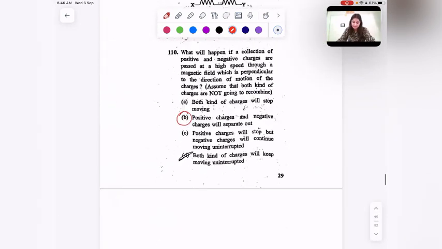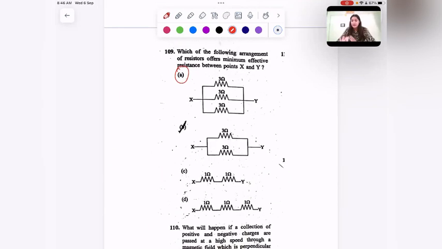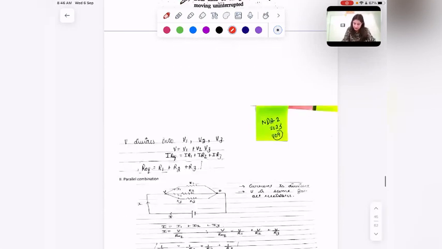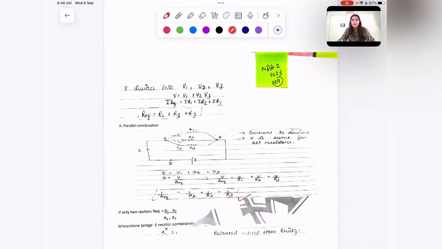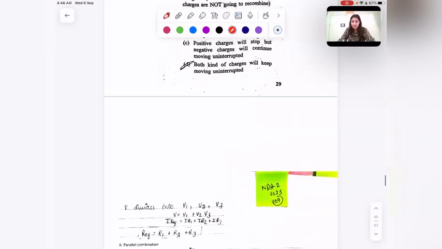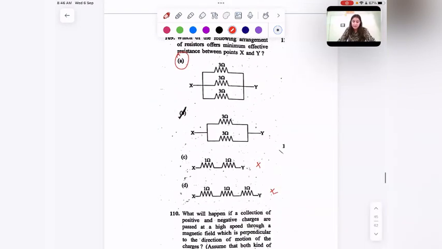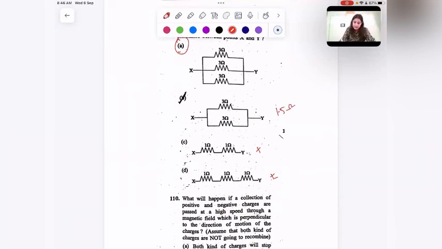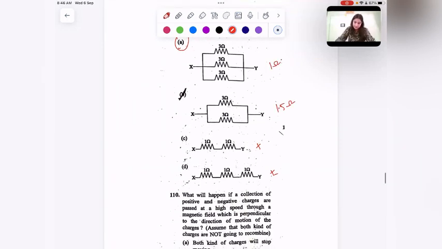Okay, next question. For this, you need to know 2 things: that resistance is minimum in case of parallel circuits, right? So we can eliminate these 2 options. Among these 2, if we use the formula for resistance in parallel, we get minimum resistance for this, option A. Here resistance will be 1. In second case, resistance is 1.5 ohm, right?